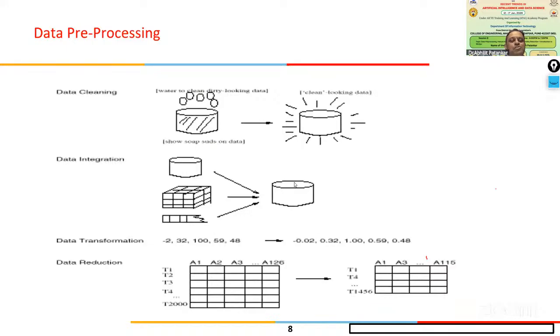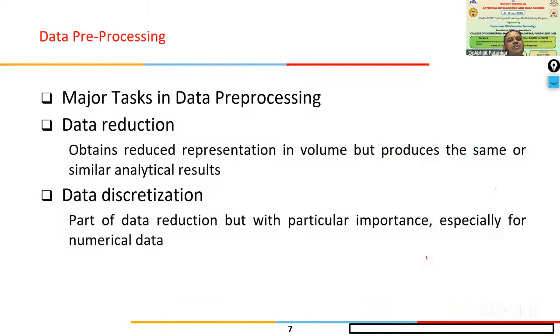Multiple data sets grouped together. Transformation, one form of data is transformed into another form. Reduction, like multiple dimensions are given, only the required dimensions we need to transform. So this is one type of transformation, from many dimensions to the required dimension. So such activities we call pre-processing activities. Okay, so this is the pre-processing requirement.